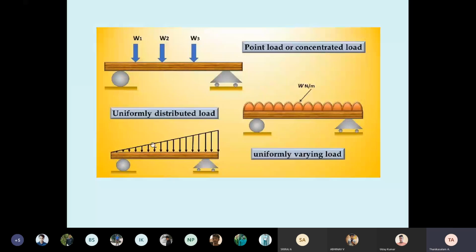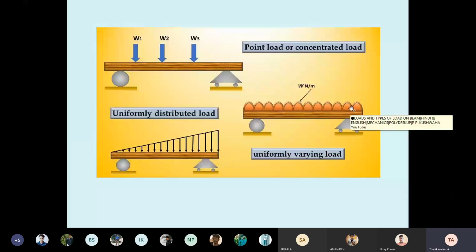So this is a representation of UDL, uniformly distributed load. Shortcut UDL. Students understand? UDL means uniformly distributed load. That is represented by small w Newton per meter. Then the third load, uniformly varying load. The load is varying from minimum to maximum, from one end to the other end, maybe left to right or right to left. Uniformly varying load, other name UVL. See here, the uniformly varying load looks like a triangle. Similarly, for the UDL you have to consider a rectangle.